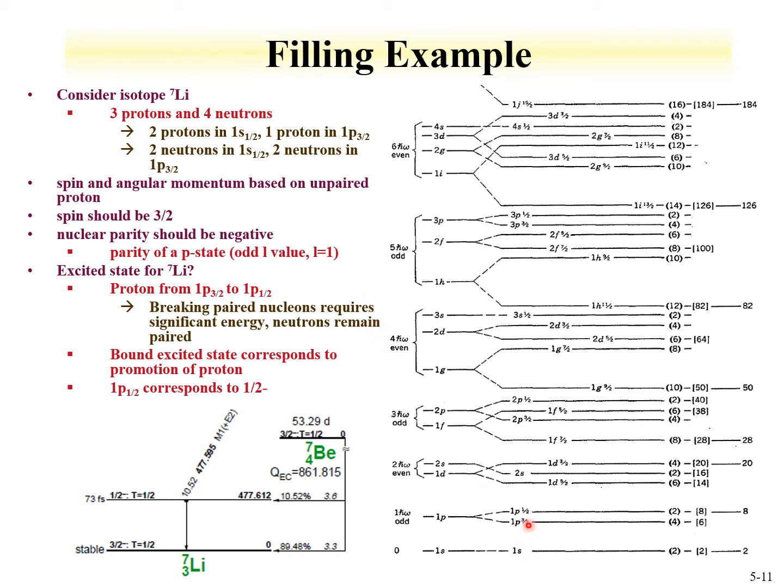It's much easier for the first excited state just to take the unpaired nucleon and excite it. So the unpaired nucleon would be living in this 1p3/2. The next state up would be the 1p1/2 state. We would expect the excited state of lithium-7 to have a spin and parity based upon the 1p1/2. So the spin would be 1/2.